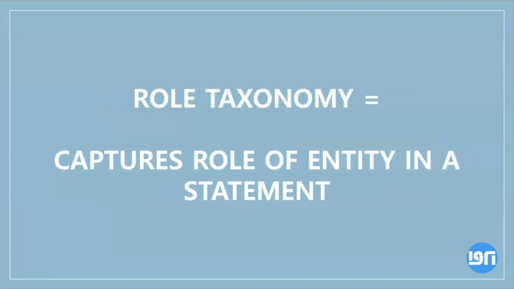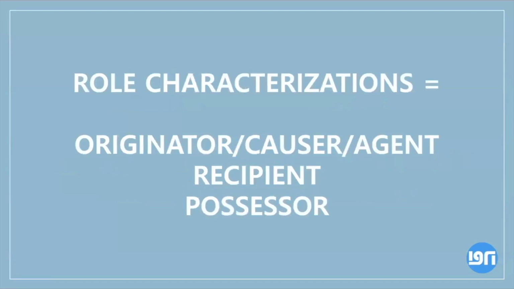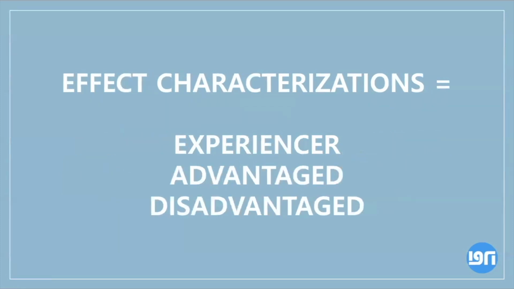Under the role taxonomy, entities can be classified according to their role, as well as the effect caused by an action referenced in that statement. There are 3 role characterizations: originator, causer, agent, recipient, and possessor. There are also 3 effect characterizations: experiencer, advantaged, and disadvantaged.